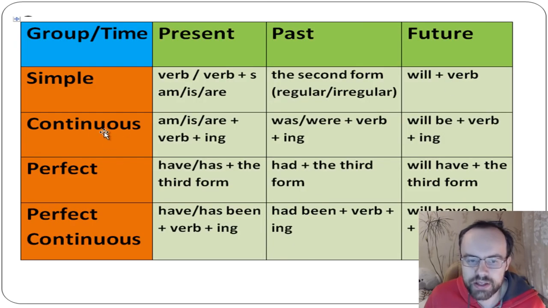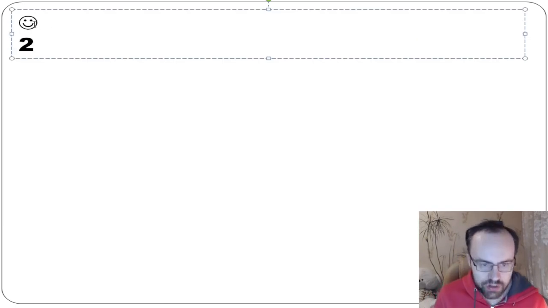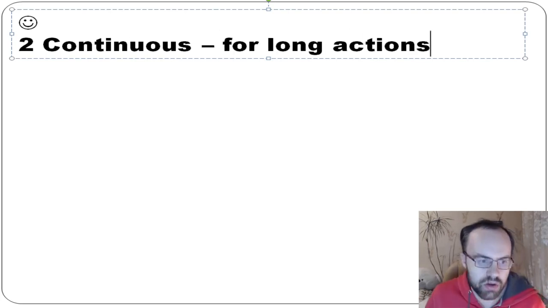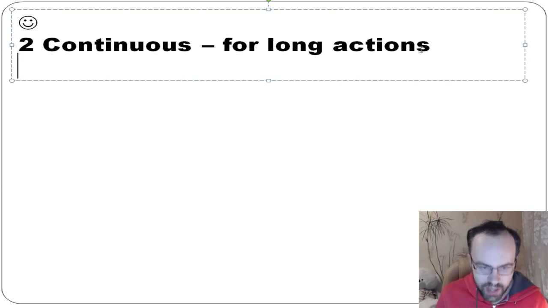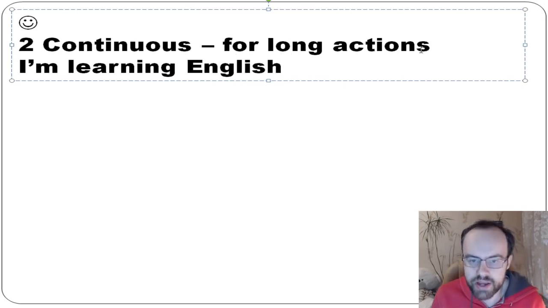So if you are looking at the second group, we call it continuous. It's for long actions. Remember, long actions. It can be a long action in the present, and we form it this way. For example, you can say I'm learning English. It's a long action at present.